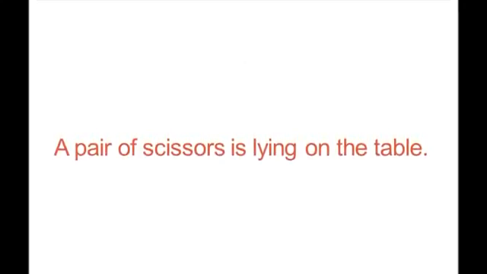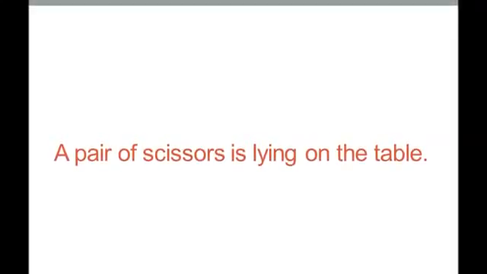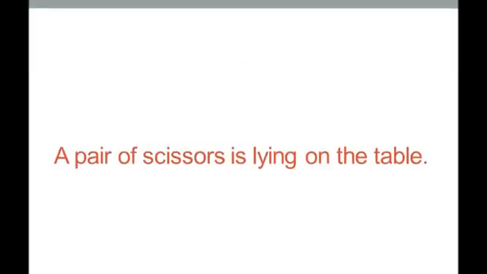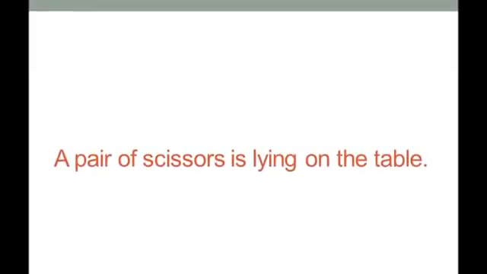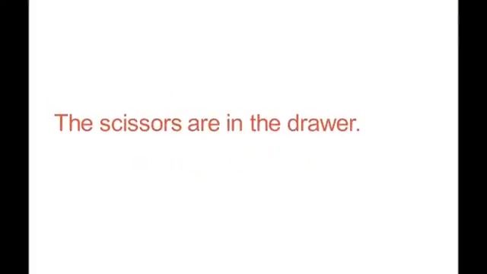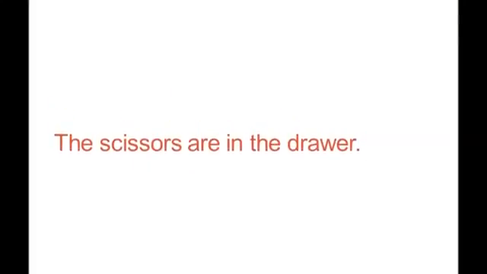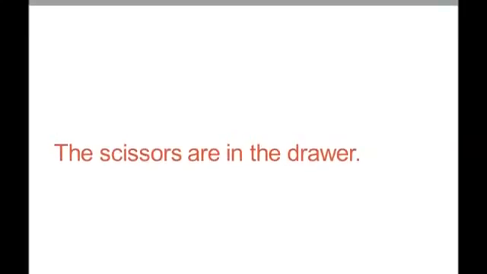Now, if in a sentence we find this phrase, a pair of, try to use a singular verb. A pair of scissors is lying on the table. But if we omit a pair of and we only use the plural word like scissors, spectacles, then we should use a plural verb. The scissors are in the drawer. My spectacles are giving me a problem.